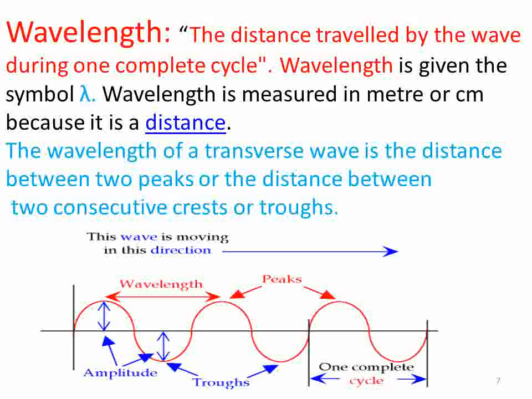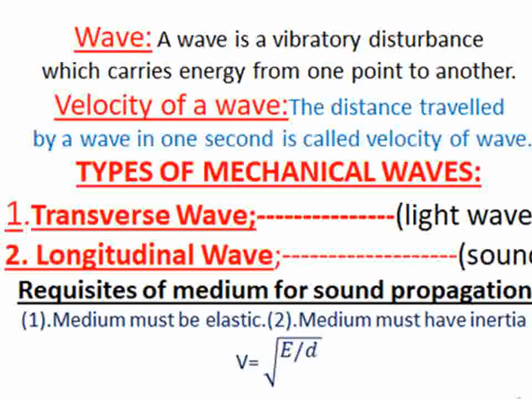Wavelength is the distance between two consecutive crests as shown in the figure, or it is the distance between two consecutive troughs, or it is the distance traveled by the wave in a complete cycle. Wave is a vibratory disturbance which carries energy from one point to another point.